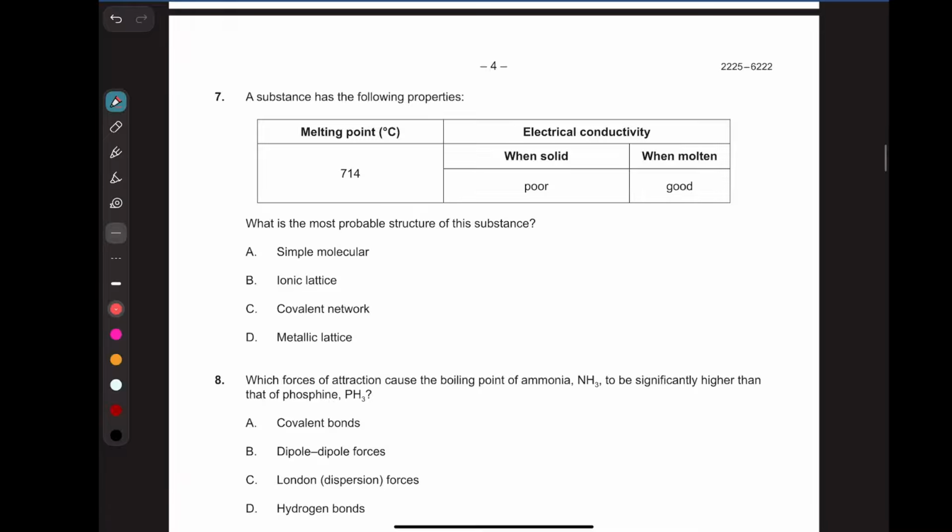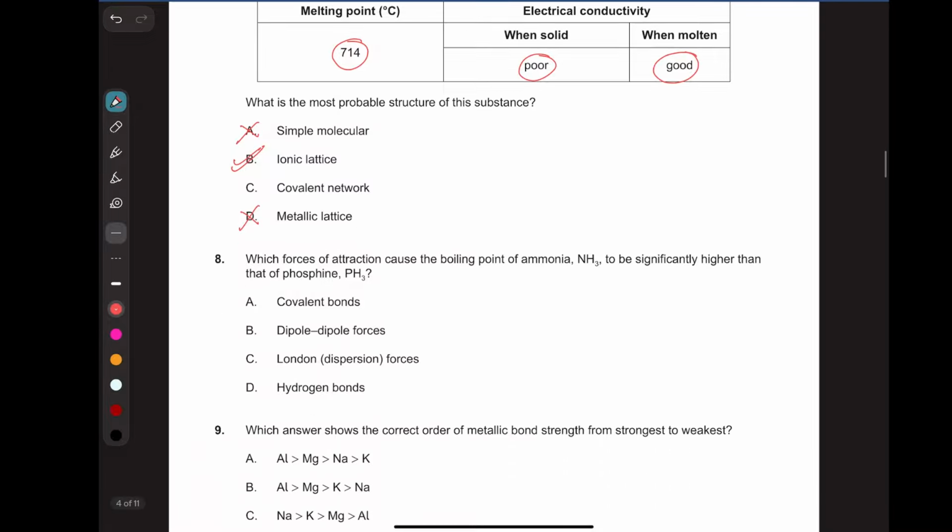Next, we have a substance with the following properties. You define the most probable structure of this substance. So melting point is high. You can eliminate simple molecular. It does not conduct electricity when solid, so it's not metallic. And it conducts electricity when it's molten, so definitely it's an ionic lattice. Cannot be covalent because covalent network other than graphite does not conduct electricity in solid and molten states both. They just have high melting points.